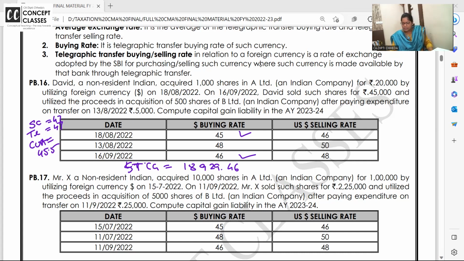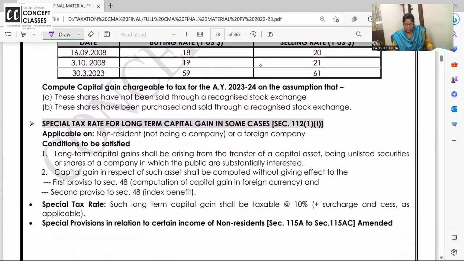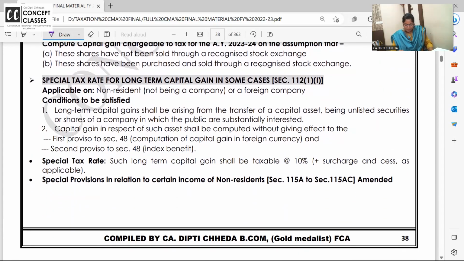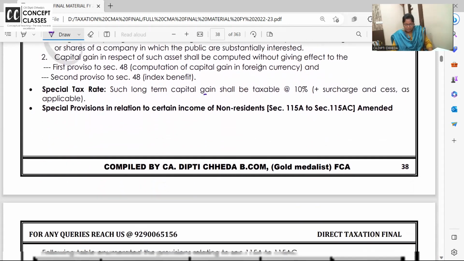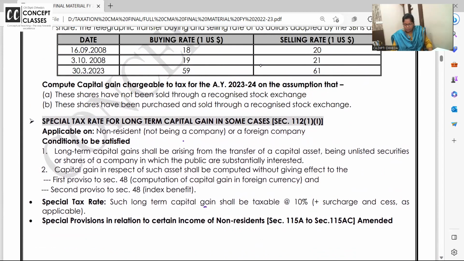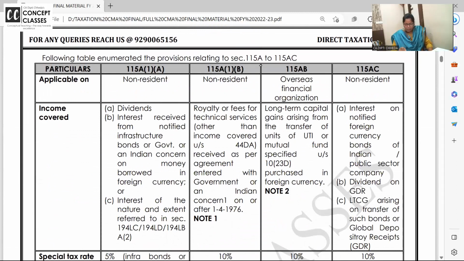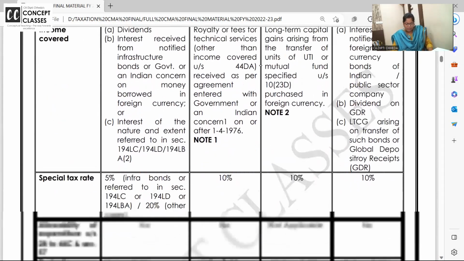Ma'am, yesterday's homework is over. Okay? 17th, 18th problem was very nice. I did it in class. And instead of short term, if it is long term, you will take the indexation benefit also if they are listed. Okay, this is actually in your syllabus, but leave it because this chapter is very big. I have to tell you literally few of the things we'll have to leave.